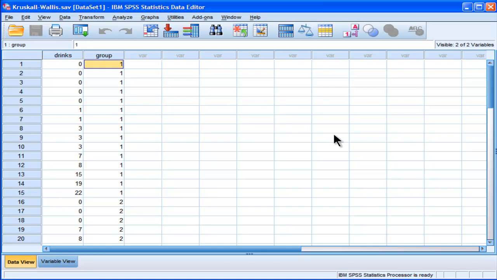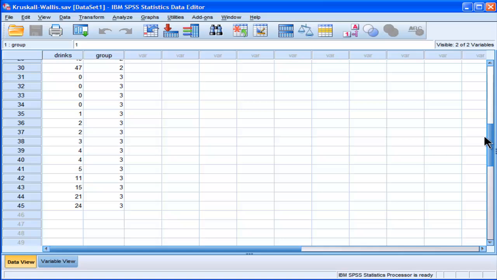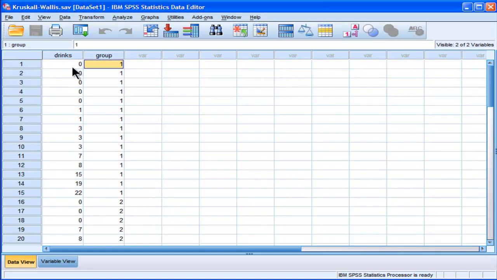Now, these data are not normally distributed, which is obvious based on the number of zeros. Relatively speaking, there are a number of people drinking 0, so this is obviously going to skew the data. And that's actually the power of the Kruskal-Wallis, that it does not assume normally distributed data, whereas the analysis of variance does.